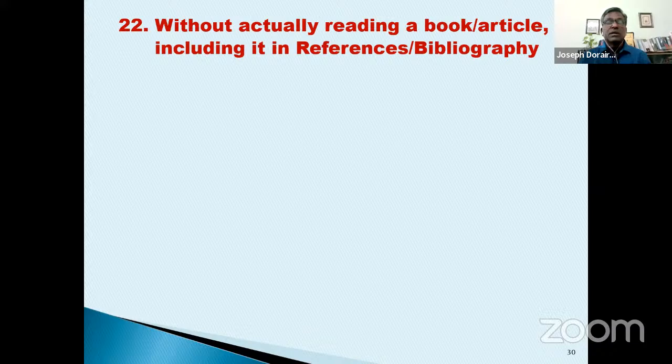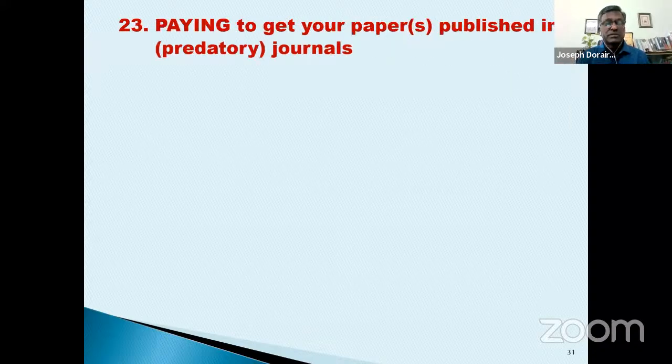The 22nd unethical research practice: very often in literature, without actually going through a book or an article, we include it in the reference, the bibliography, the works cited, for 2 reasons. Number 1, the reference list is long, lengthy, and we want to impress the examiner. So this is an unacceptable research practice.